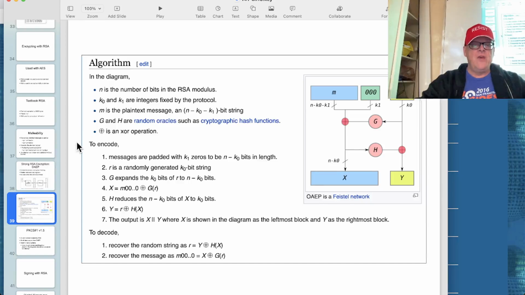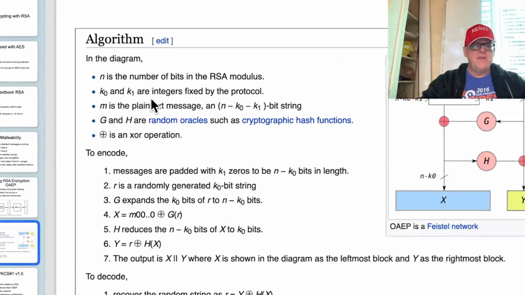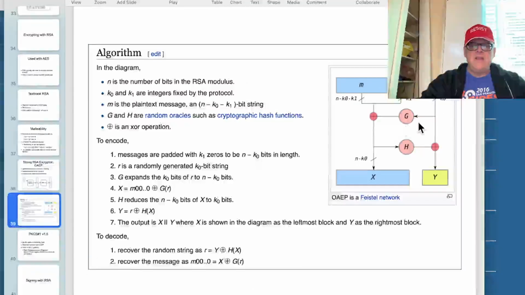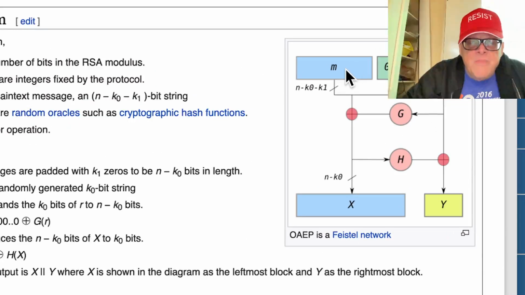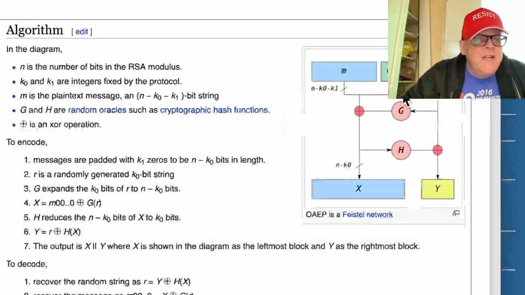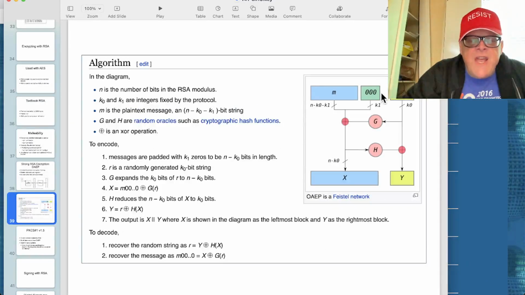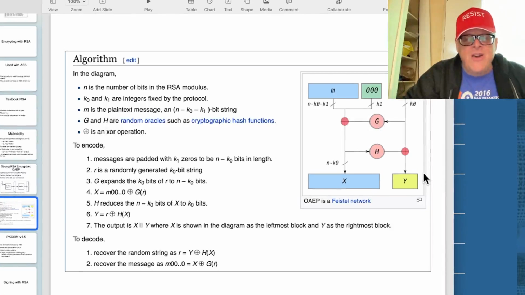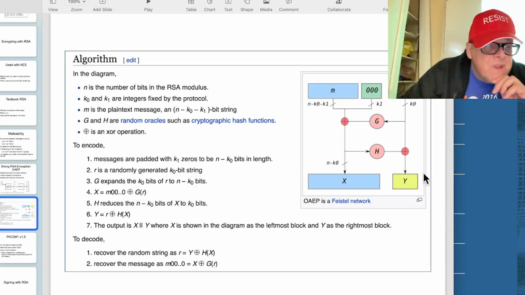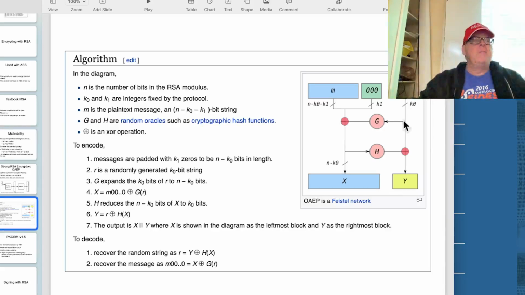And so the algorithm for OAEP is in fact pretty confusing. The number of bits here are integers fixed by the protocol. So the plain text message is here. Then you add enough zeros here. K1 is the number of zeros to add. Then G and H are random oracles like cryptographic hash functions, and you have an XOR operation here and here. And R is a randomly generated K0 bit string, so it's pretty complicated.